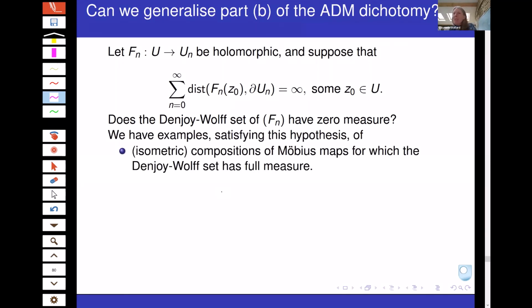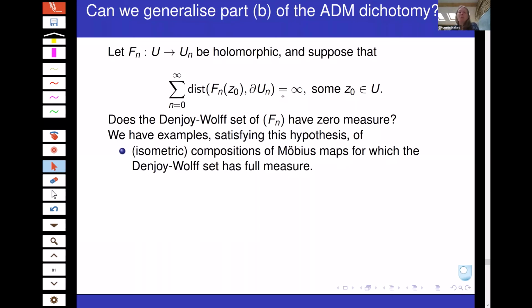We don't have this true in general, so we can give you examples which satisfy the hypothesis that this sum is divergent, and yet the Denjoy-Wolff set has full measure. So it's a composition of Möbius maps, and even though this sum is divergent, the Denjoy-Wolff set has full measure.